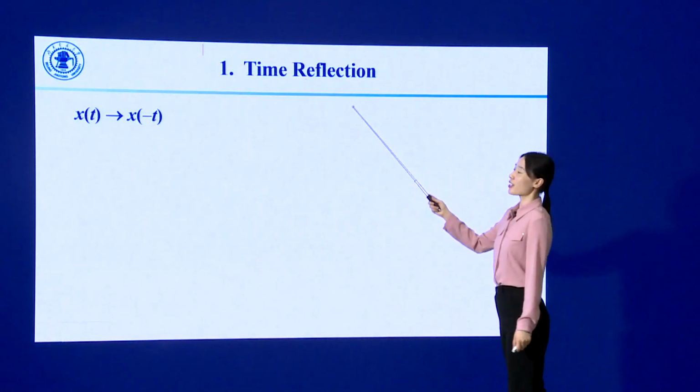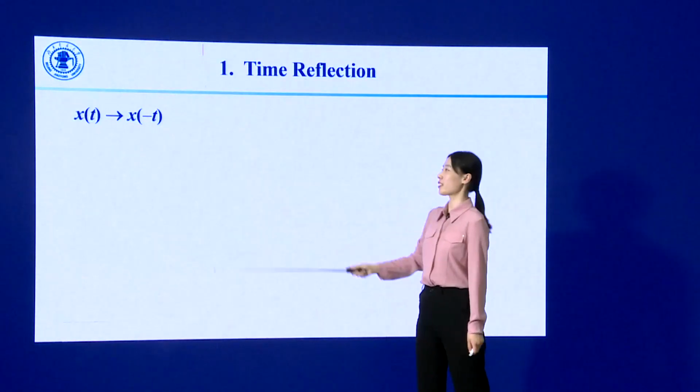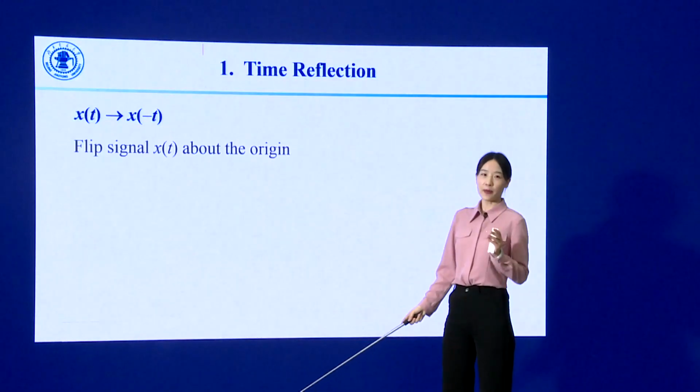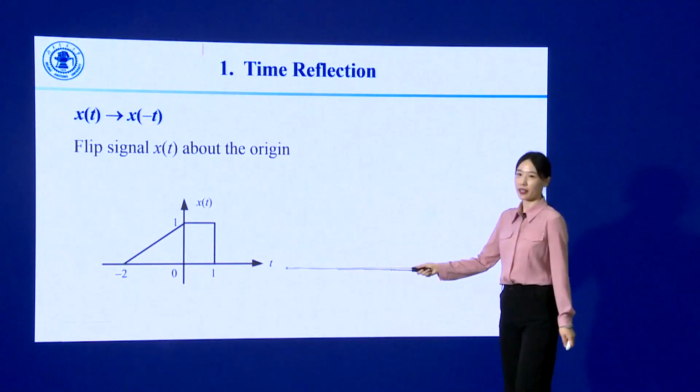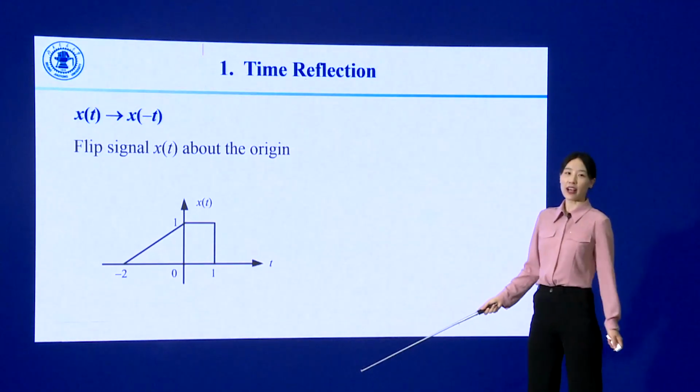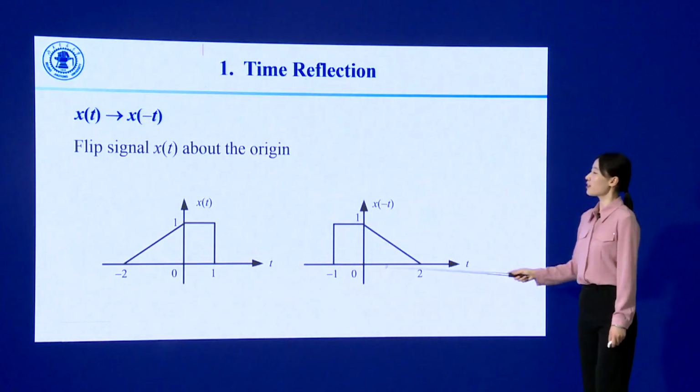The time reflection operation can be expressed using x(-t). That is, flipping the signal about the origin. Here is one example. The time reflection version of this signal can be shown in this figure.